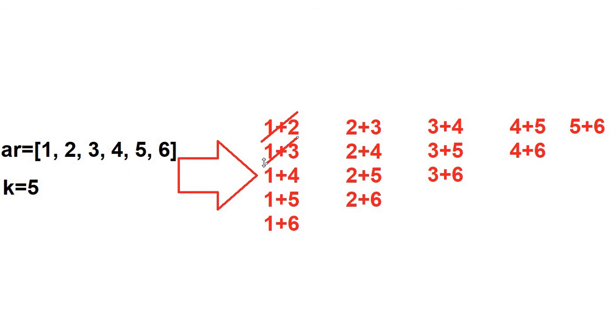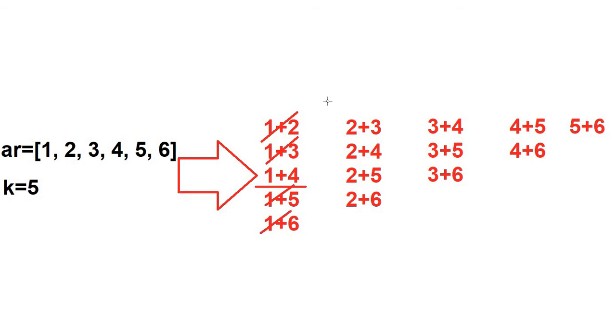For example, in this case, when we sum 1 plus 4, we get 5, and when we divide 5 by 5, we get 0 remainder. So we will count this, and we will check all the values like this. When we finish checking 1 with the other elements, we will skip to the next element, and we will check 2 with the summation of the other elements.